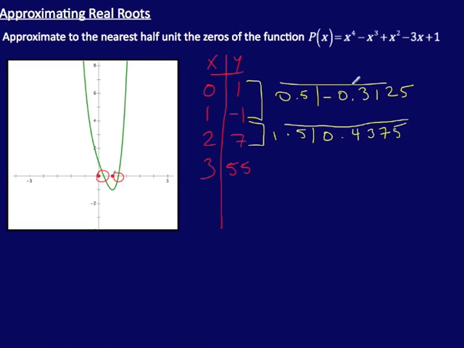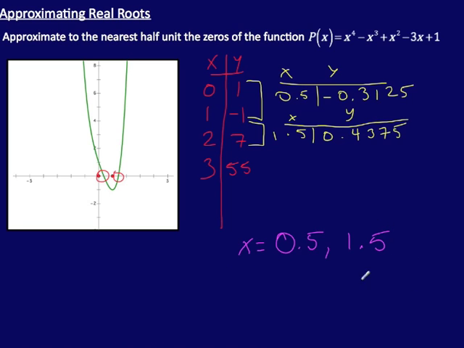So we get this for our x and y values. Let's check each group of 3. Here, 1, -1, -0.3125, this number here is closest to 0, so my first root is x equals 0.5. And we look at -1, 7, and 0.4375. Well, obviously this is closest to 0, so our second root is 1.5.